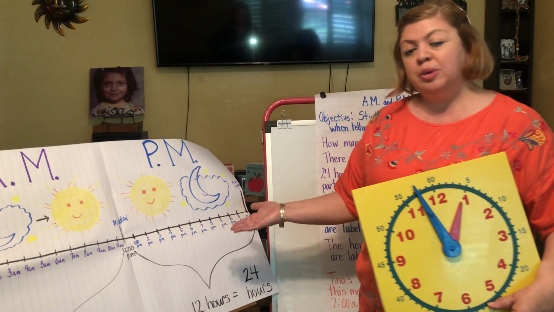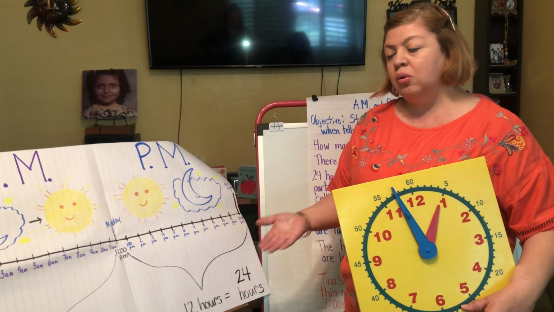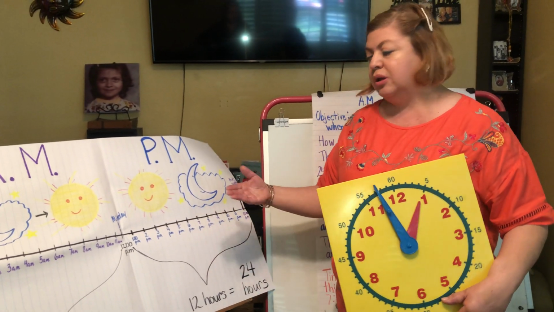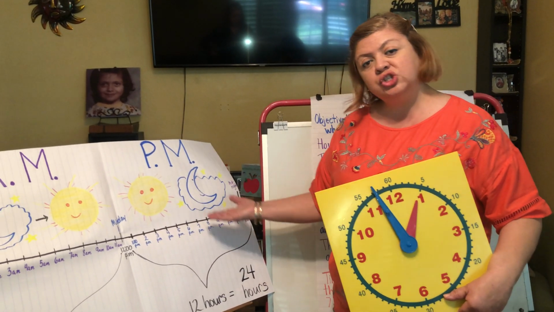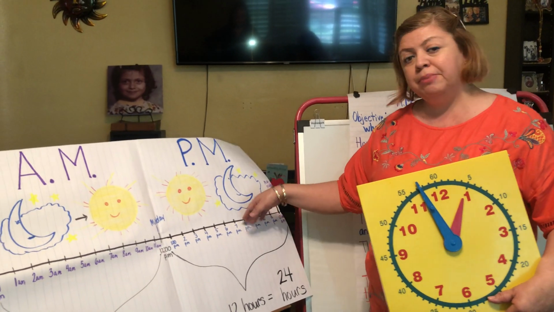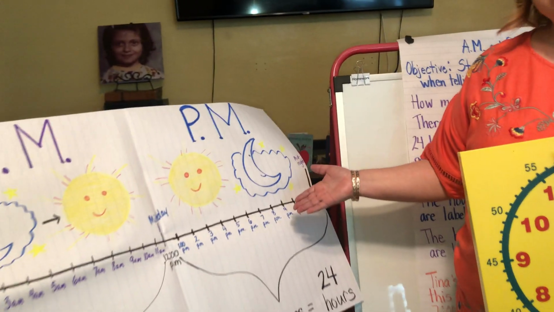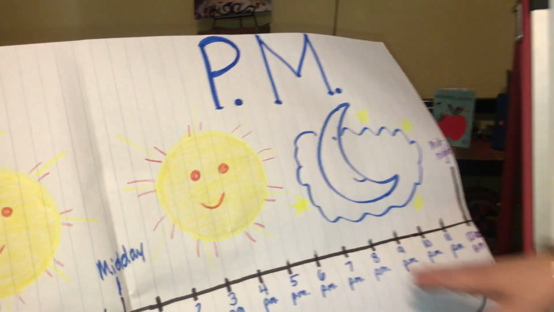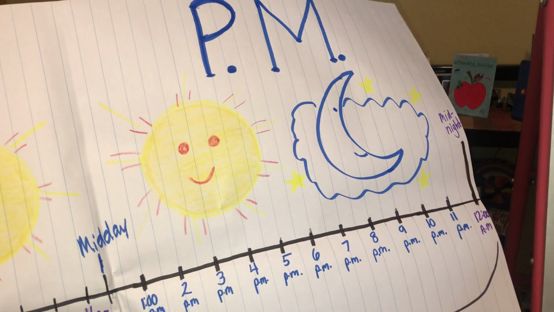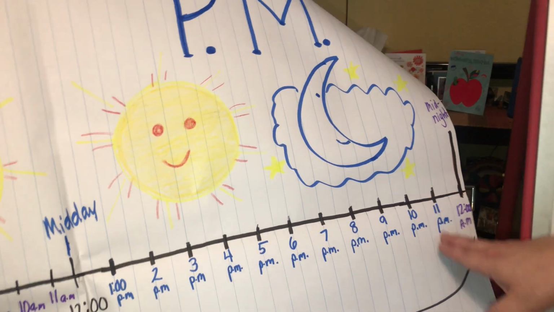6 p.m., maybe you are playing or doing other activities with your family. 7 p.m., maybe you are taking a shower, taking a bath, getting ready for the next day. And 8 p.m., it's already getting dark, or it's dark. It depends what time of the year it is. And you are getting ready for bed. So you're asleep, 8 p.m., 9 p.m., 10 p.m., 11 p.m.